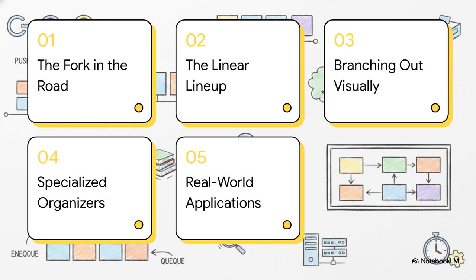Here's how we're going to map out the 11 most popular data structures used in programming today. We'll start with the fork in the road, look at the linear lineup, then we'll branch out visually, look at some specialized organizers, and finally we'll cover real-world applications.